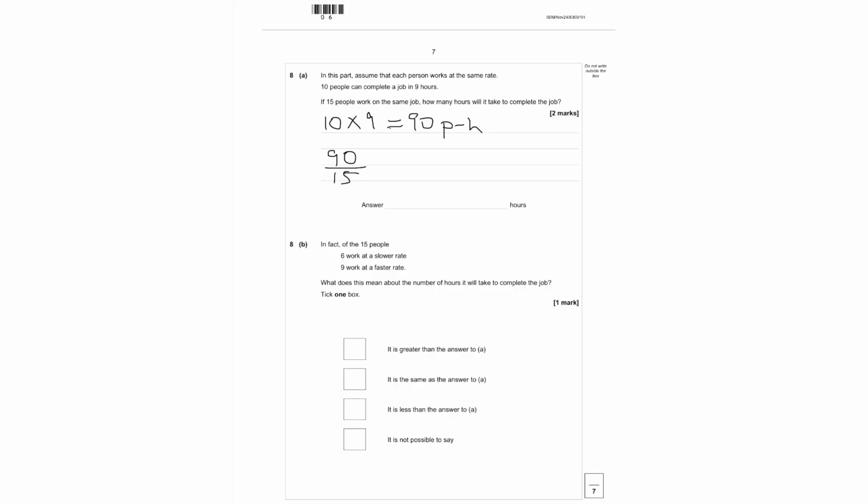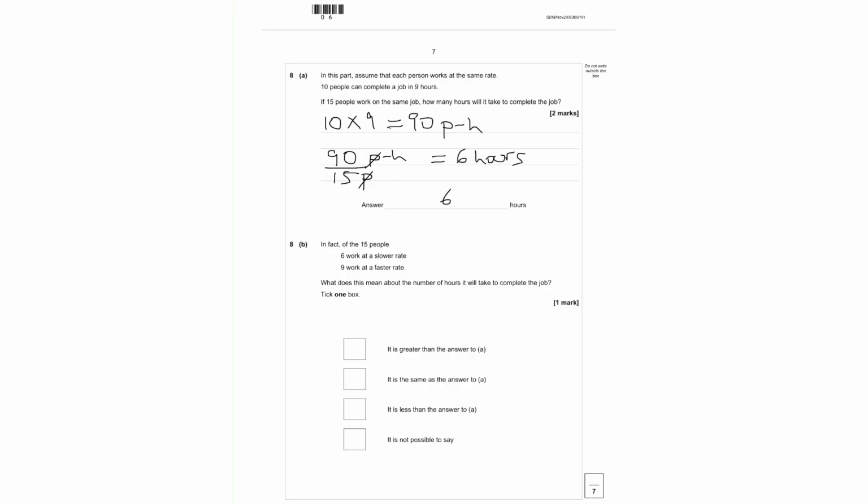And I'm going to leave in the units because I made a remark before about sometimes how you can use the units to work out what you need to do. So if we have 90 person hours of work and we have 15 persons, to have an answer remaining that is in the units hours, we need to divide 90 by 15. So you can see that these cancel out and we get 6 hours.